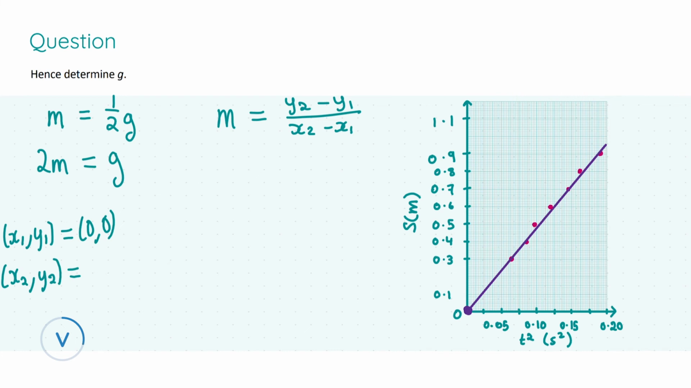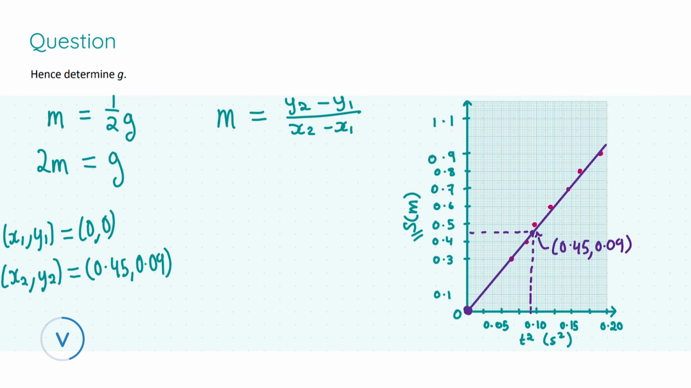Because any point on the best fit line will best show the relationship between s and t squared, which is what we'll need to calculate the slope. So what I'm going to do is pick 0.45 and 0.09 as my x2, y2. And as you can see here, and I would encourage you to do this, I would circle or highlight the point that you're going to choose for your second point on your own graph so you can show the examiner, okay? That would just be my tip.